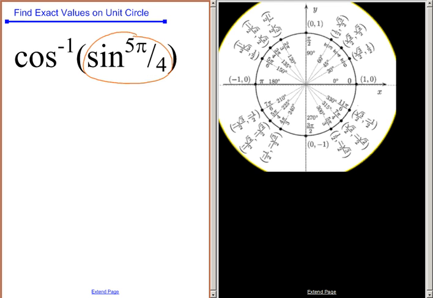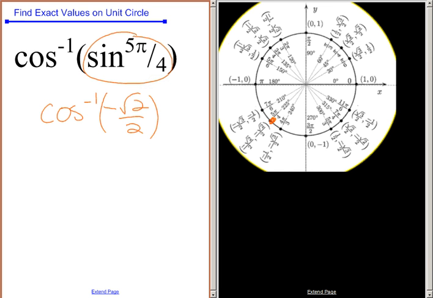It's been a while since we've done this, but what that is asking you to do is go to 5 pi over 4 on your unit circle, which is right down here. I need to find sine, and sine is your y value. So my sine at 5 pi over 4 is going to be negative root 2 over 2. And then that's cosine negative 1. So I bring that down.